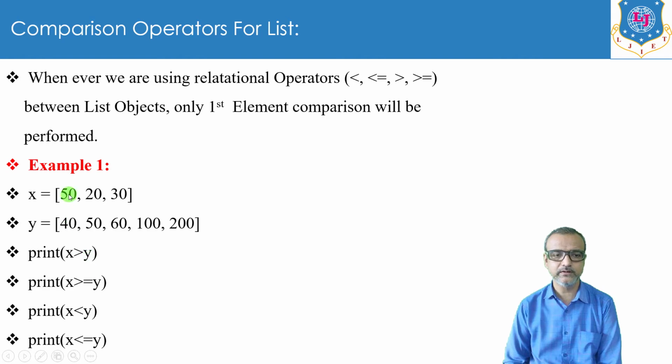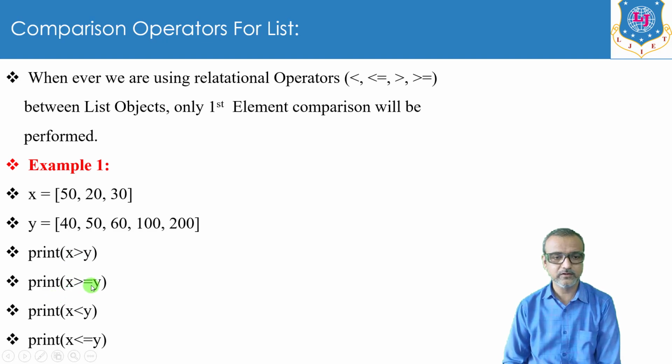So it will compare the first element of list X and list Y. Here the first element of list X is 50 and the first element of list Y is 40. So is 50 greater than 40? Yes. So it will give us true.